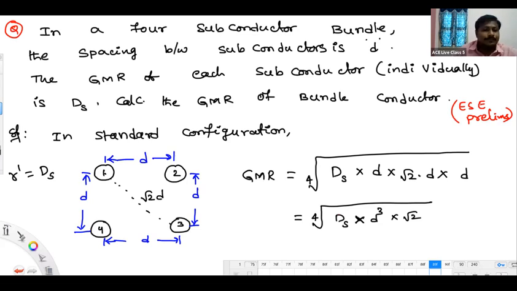Next, let's have a small conclusion on these bundle conductors that we have discussed. Before going for that conclusion, I'll say one more thing. Just listen. I'm taking one heading here. Just look.